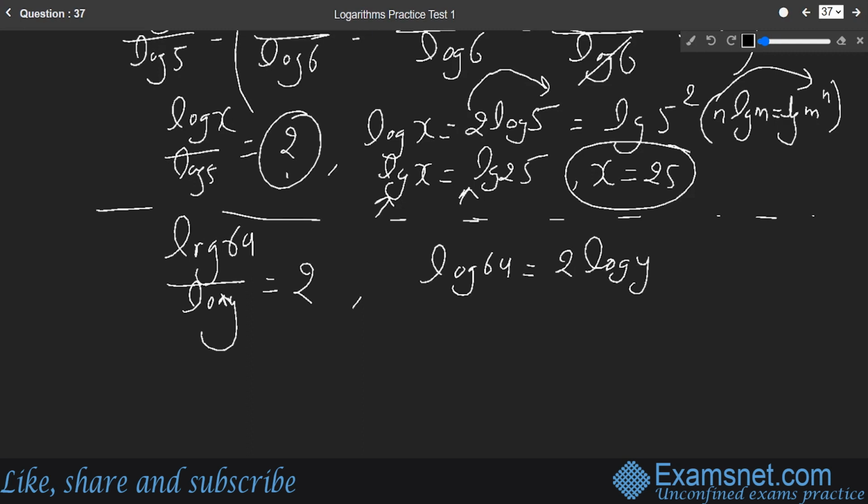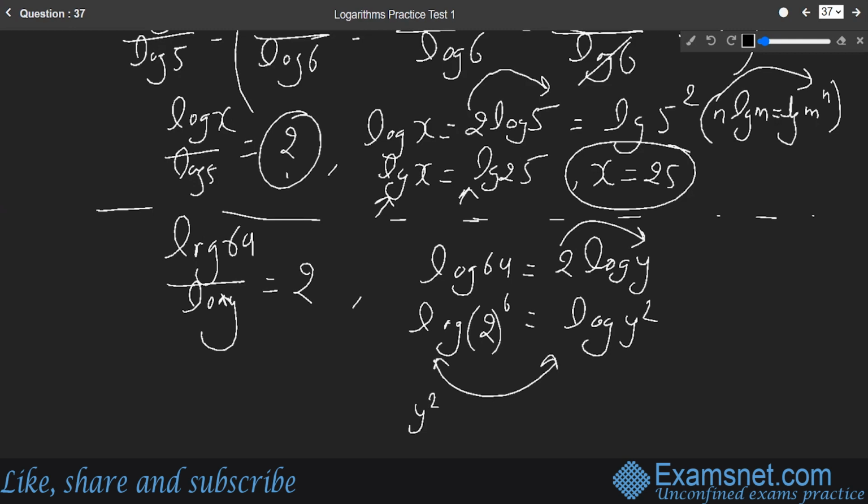Now log 64 is equal to 2 log y. We can manipulate 64 also. How can we write 64? 64 can be written as 2 to the power 6. So log 2 to the power 6 is equal to log y square, which can be written as log of y square. The same property has been used; the power can go up front. Now both the logs are the same, so clearly y square is 2 to the power 6. So y square is 64. So the y value is nothing but the square root of 64, that is 8.